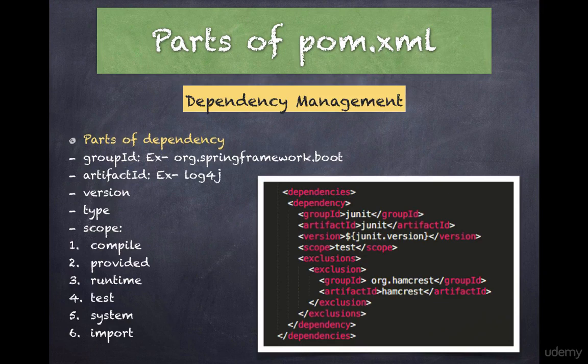The next coordinate is artifact ID. Artifact ID is the identifier of the artifact being generated by the project. This must be unique among projects using the same group ID. For example, Hibernate has Hibernate Tools, and Spring has Spring Core, Spring Data, Spring Batch, and so on.